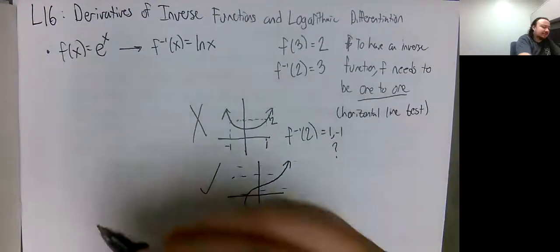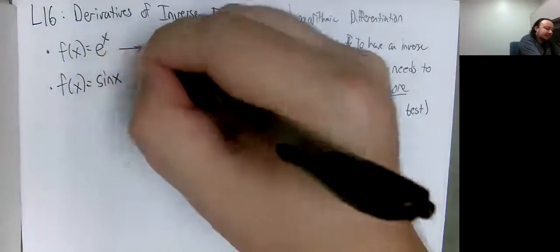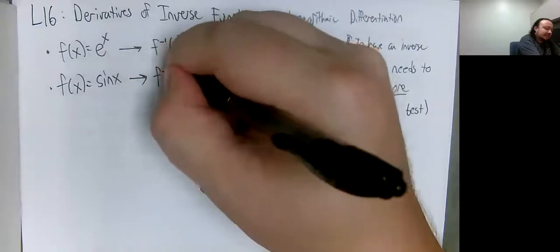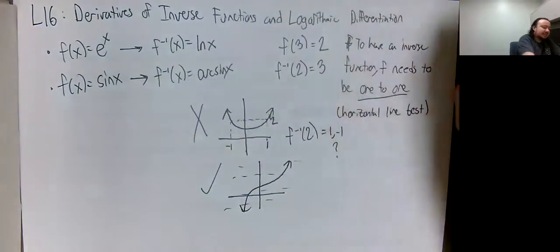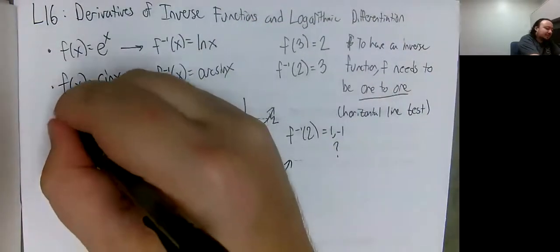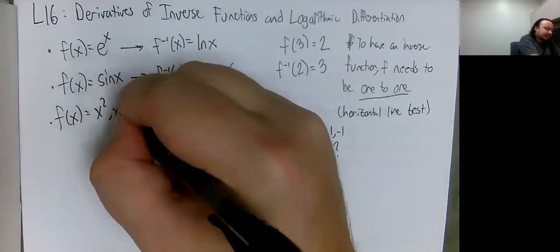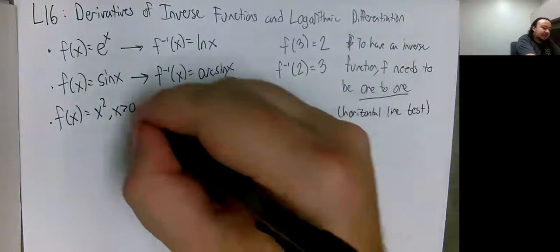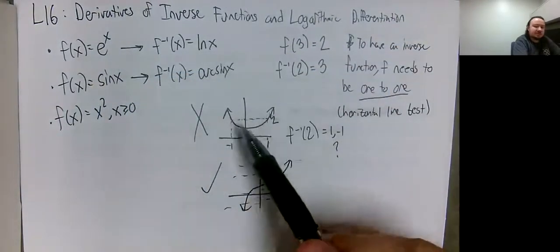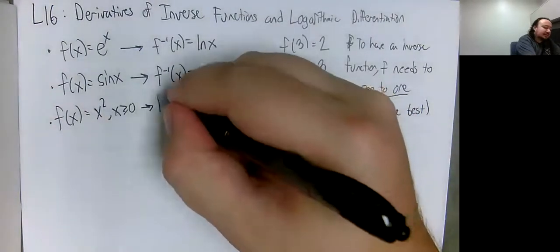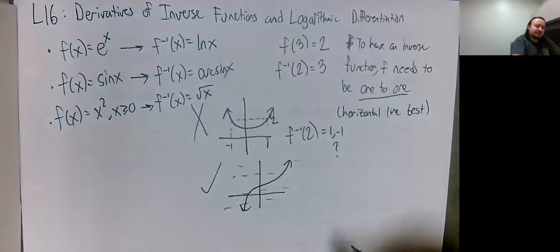Now, in addition to this inverse, there are also inverses of other important functions. Like, for example, let's say we have sine of x, then an inverse function of that is going to be arc sine. Now, there are also inverse functions of things like x squared, and we need to limit this to x being greater than or equal to 0, because if we have negatives, then we run into this problem here. Then the inverse is the square root of x.